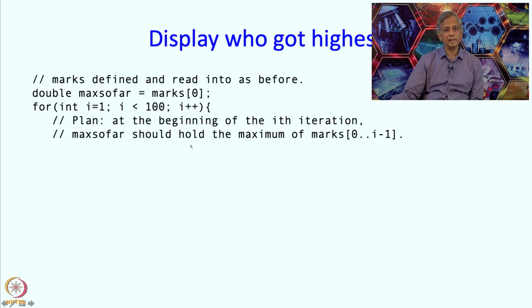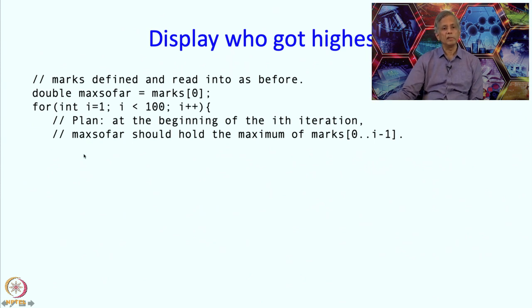But this plan says that not only should this be true at the beginning of the first iteration when I is 1, but it should be true for all iterations. So if it is true for all iterations, then the body of the loop should make it be so. Okay. So what do we need to do?